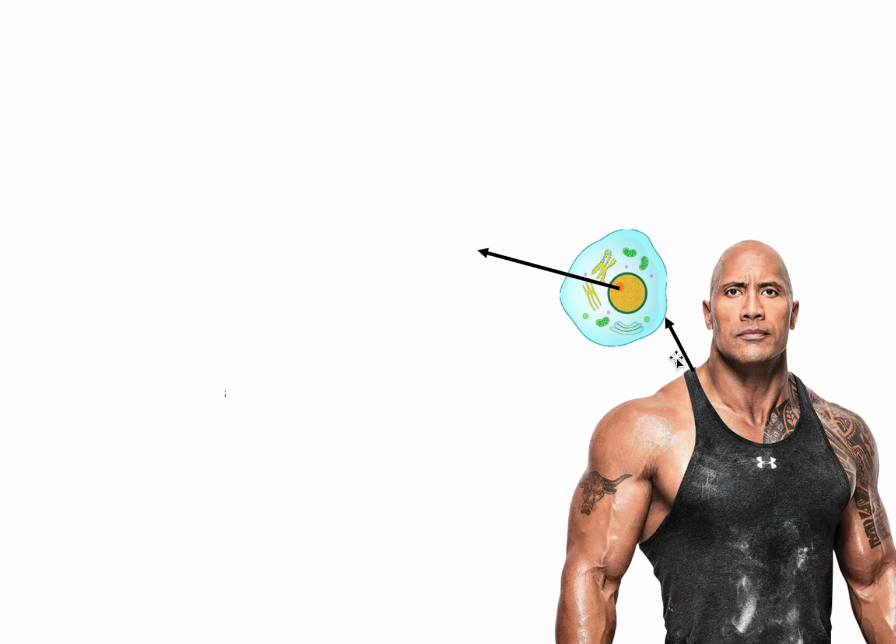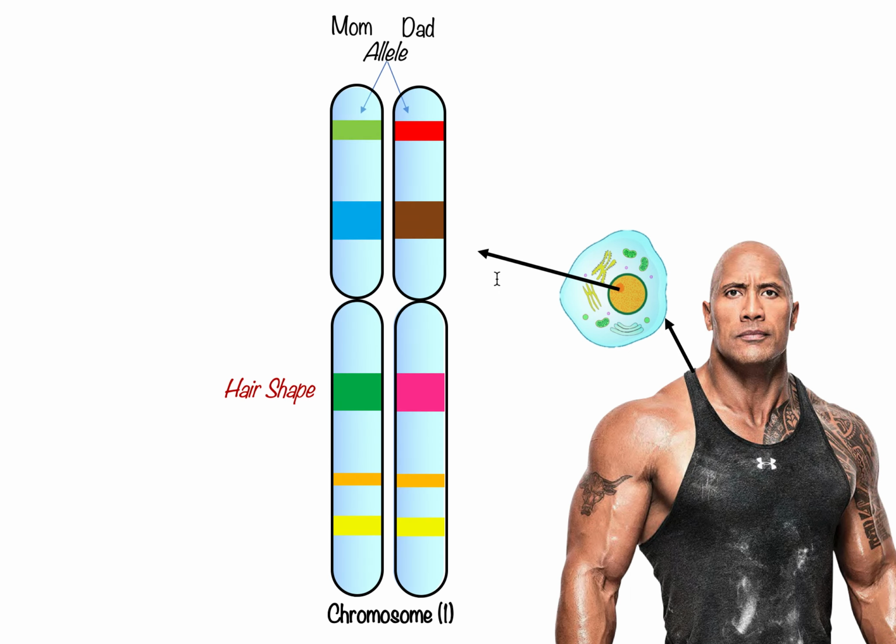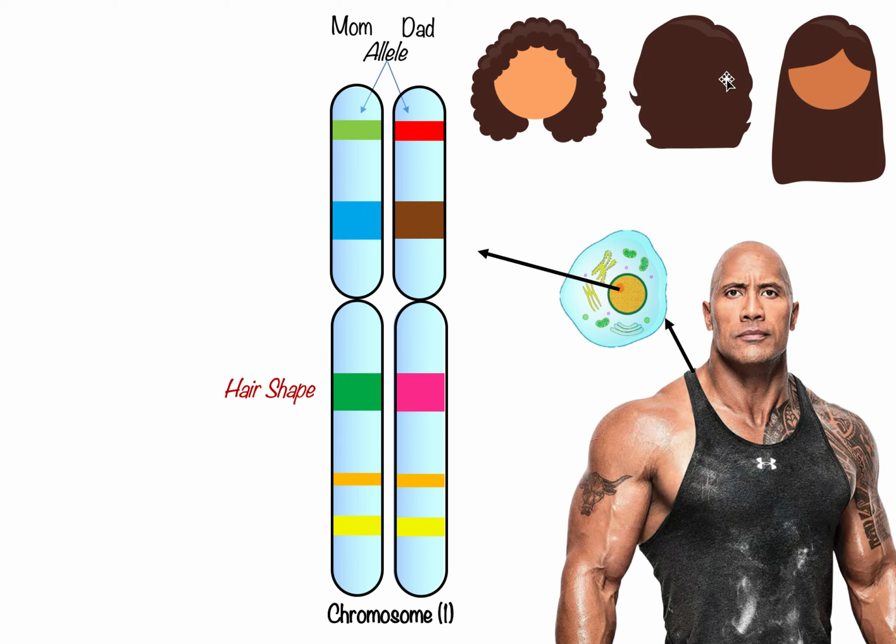So here we have The Rock. We're choosing him because he's got no hair, so he's perfect. So we look into his cells and we go to his chromosome in his nucleus that is responsible for hair shape. And we can see it's this specific chromosome, chromosome 1, specifically this locus here. So, again, remember these are alleles of hair shape. One allele from the mom, one allele from the dad. By the way, here we have the different hairstyles.